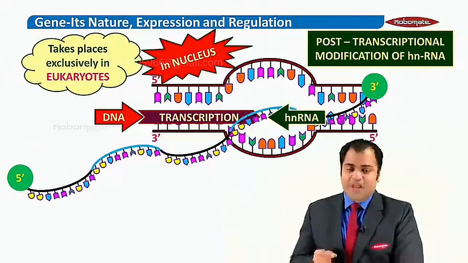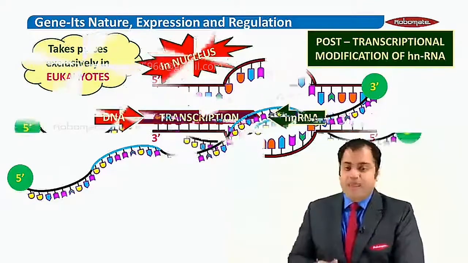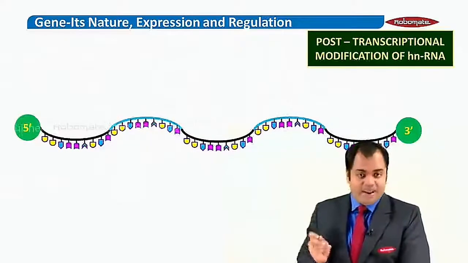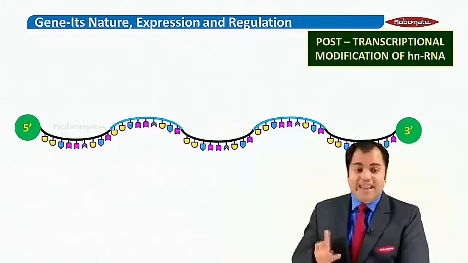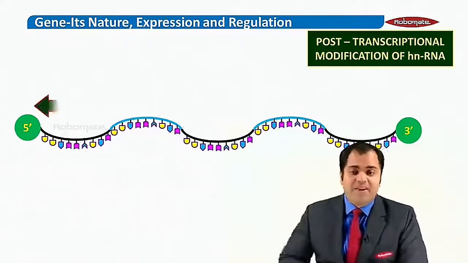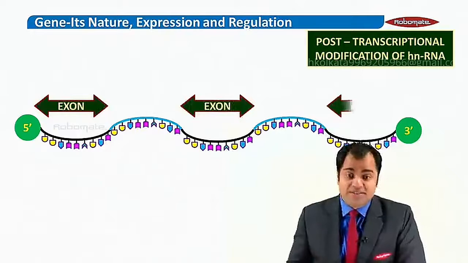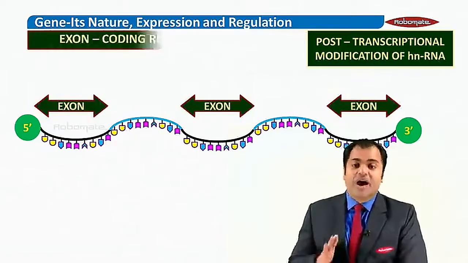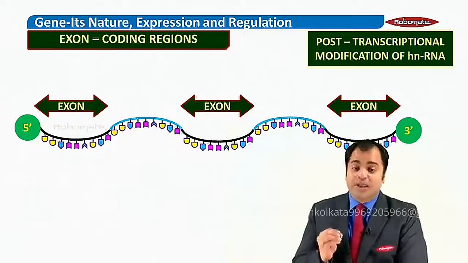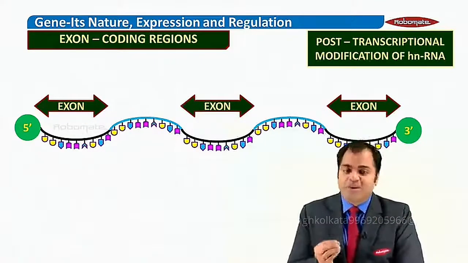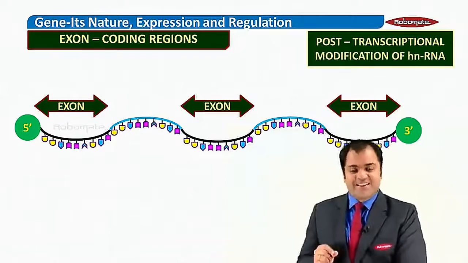Is that okay? Nice. Now, moving on. If you look at this hnRNA, it has certain areas that are dark shaded and certain areas that are light shaded. Now, these dark areas are called exons. Now, remember, exons are also called coding regions because these regions will actually code for the amino acids in the protein. Is that okay?